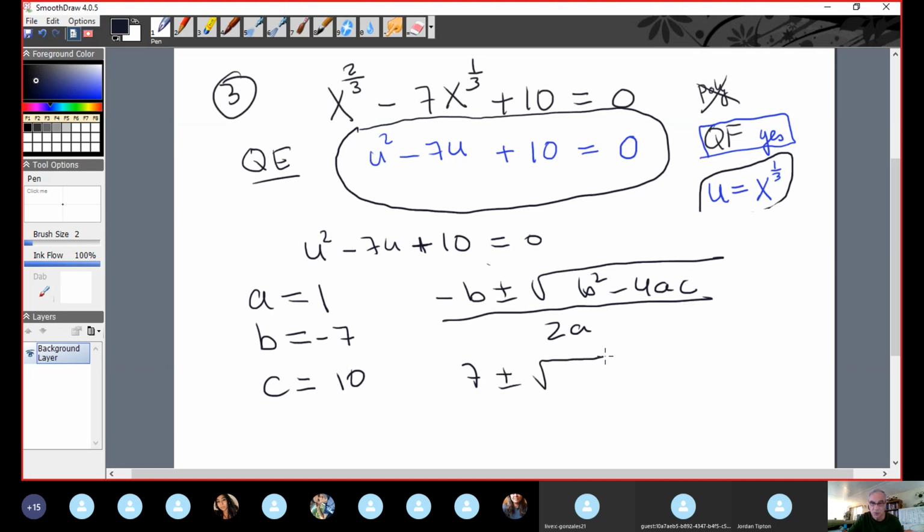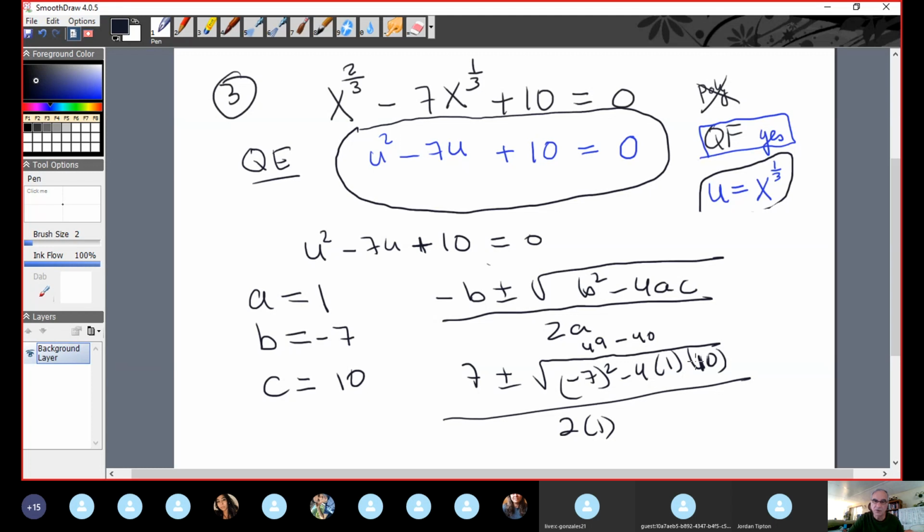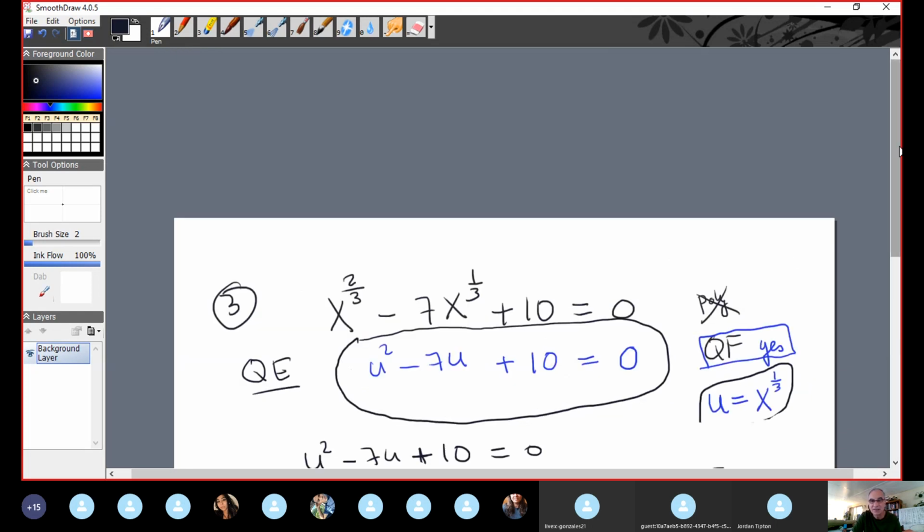Plus or minus the square root of negative 7 squared minus 4 times 1 times 10, which is c. Everything divided by 2 times 1, a is 1. Negative 7 squared is 49, minus 40, because 4 times 1 is 4, times 10 is 40. 49 minus 40 is 9. And the square root of 9 is 3. So far we have 7 plus or minus 3 divided by 2.